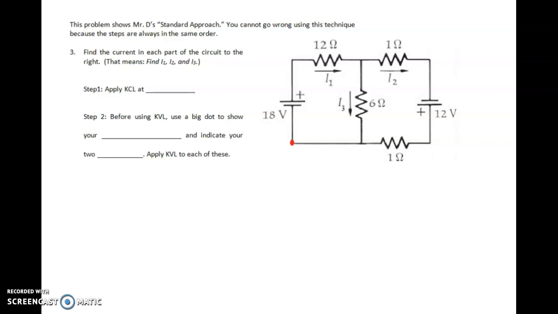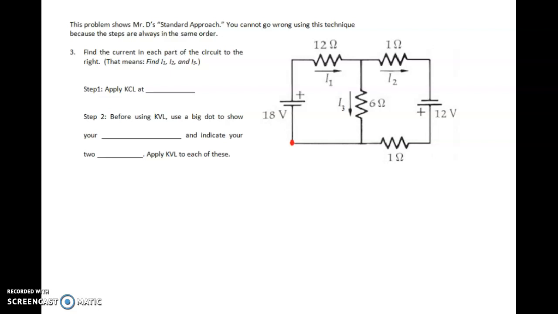I wanted to show you all, if you look at problem number 3 on the back side, how you apply Kirchhoff's two laws of circuits to solve for the unknown values of the current. I call this my standard approach because if you simply follow this approach, starting at the same point each time, going around the same loops each time, labeling the currents the same way, you have a common set of steps that always will work.